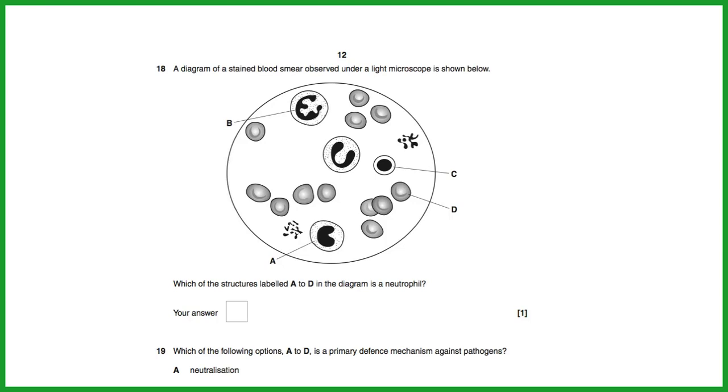So a diagram of a stained blood smear is observed under a light microscope. Which of the structures A to D is a neutrophil? Well, the answer, you just have to know this, I'm afraid, is B, because neutrophils have distinctive lobed nuclei. So when you see the nucleus, which is black in the middle, when you see this distinctive lobed shape, you know that you're looking at a neutrophil. So the answer is B.